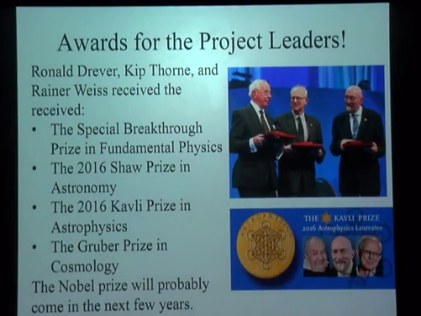So there it is. The second black hole merger was announced in June of last year, and as a result, they've been picking up prizes right and left. This is huge. This is enormous. So the team, Ronald Drever, Rainer Weiss, and Kip Thorne, the team from MIT and Caltech that came up with this idea, they got the Special Breakthrough Prize in Fundamental Physics, the 2016 Shaw Prize, the 2016 Kavli Prize, the Gruber Prize in Cosmology. Everybody's waiting on the Nobel.